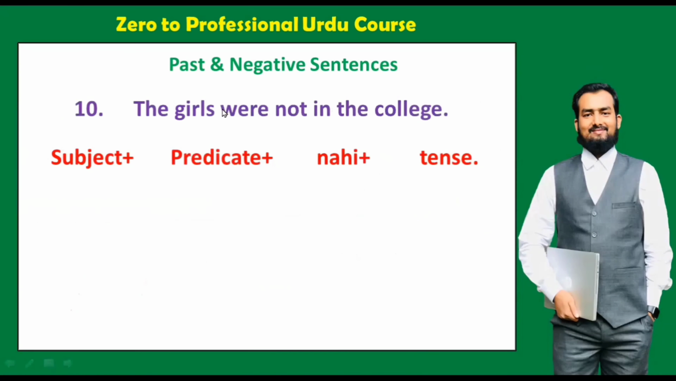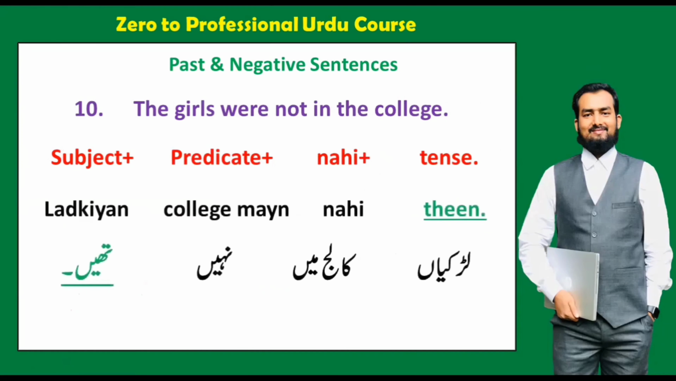And the next sentence is the girls were not in the college. So how we will say? We will say लड़कियां कॉलेज में नहीं थी. Okay, so the girls plural, they are female. That is why we have told here थी. Okay, with female plural we will use थी.